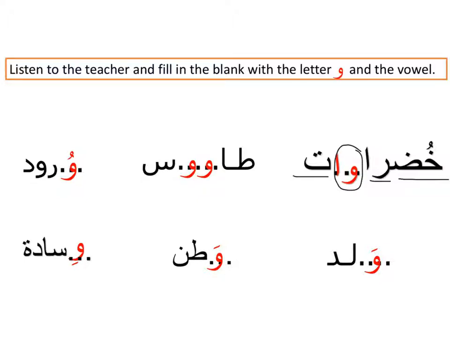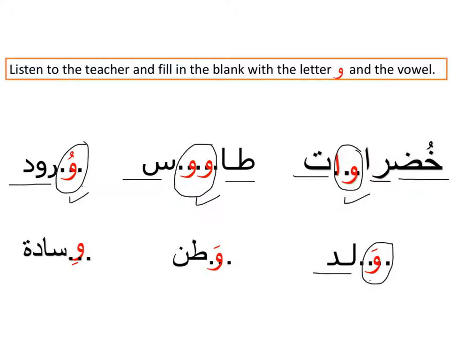Khudrawat. The missing part here is wa. Tawoos. The missing part here is woo. Rude. The missing part is woo. Walad. The missing part is wa. Watan. The missing part is wa. Wisada. And the missing part is we.